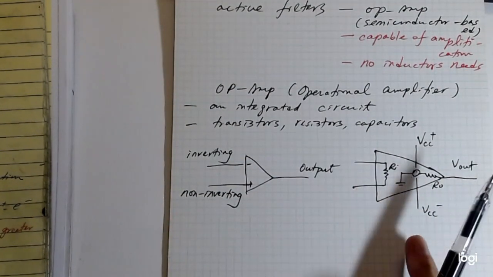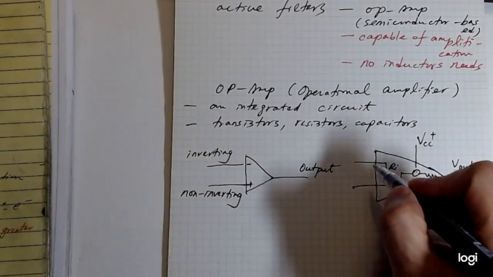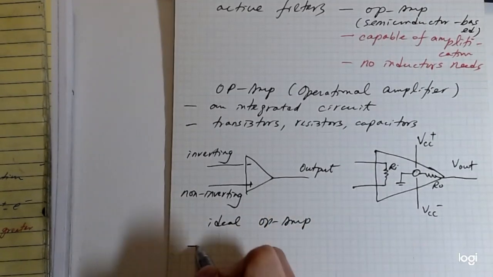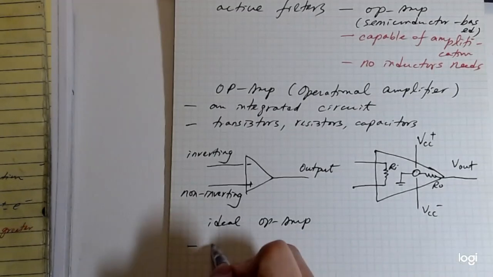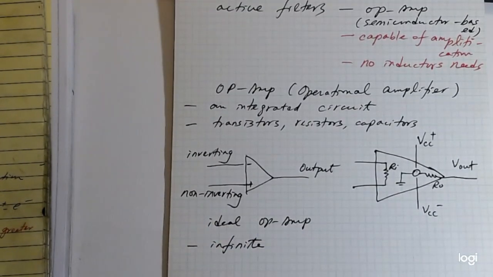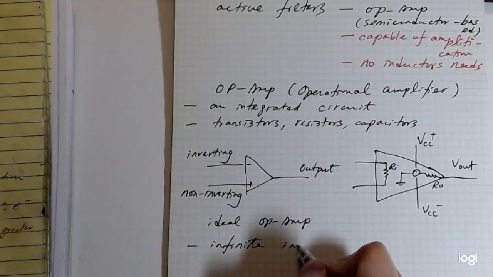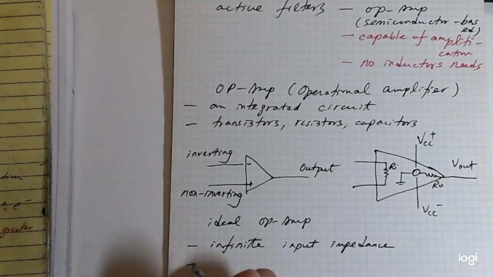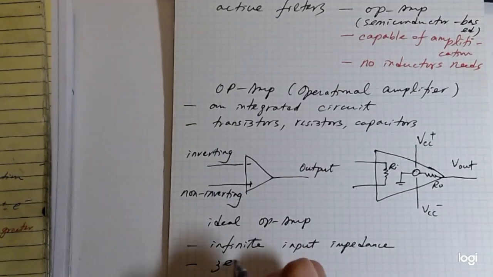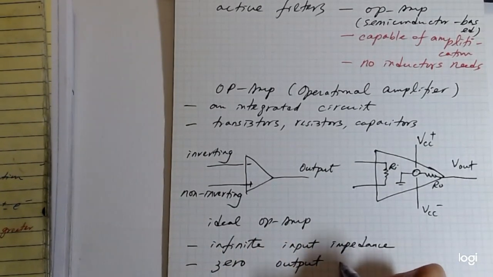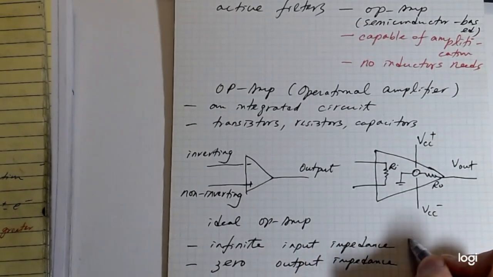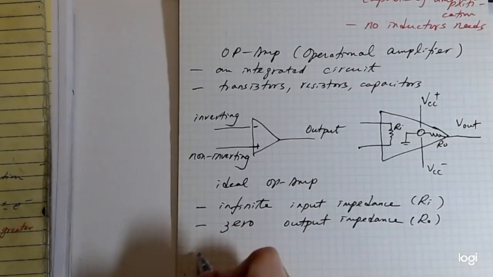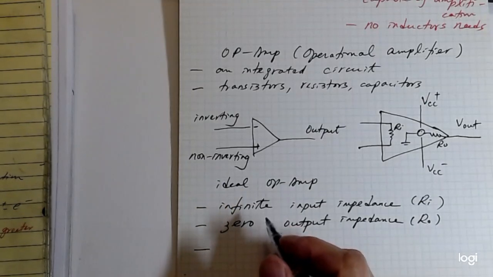So for an ideal op-amp, you will have infinite input impedance, which is Ri, and zero output impedance, normally we use Ro or Zo. And the open loop gain is infinite.